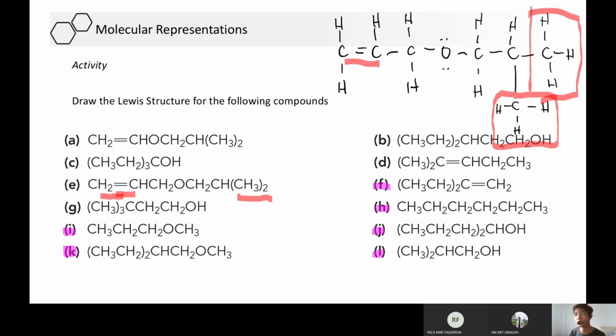Pag nag-draw tayo ng Lewis structures, especially for drugs, no? For example, yung mga gamot, no? Medicines, paracetamol, malalaking molecule yun eh. So, medyo pangit na tignan yung Lewis structure for them. So, what we are going to do is, instead of writing it in Lewis structure, we will instead represent this as bond line structure or the skeletal structure.